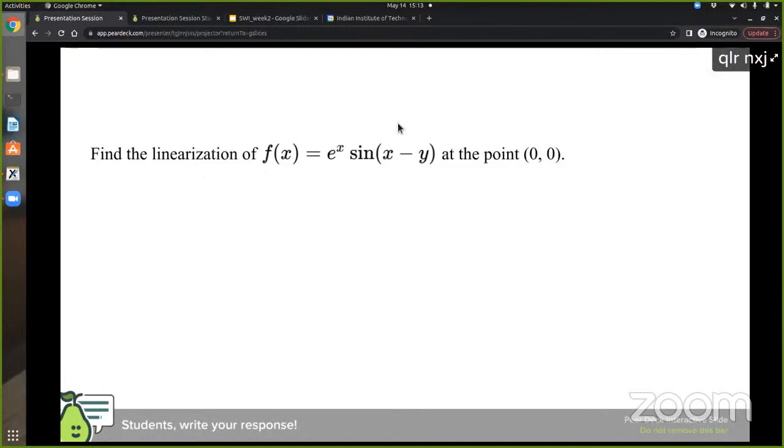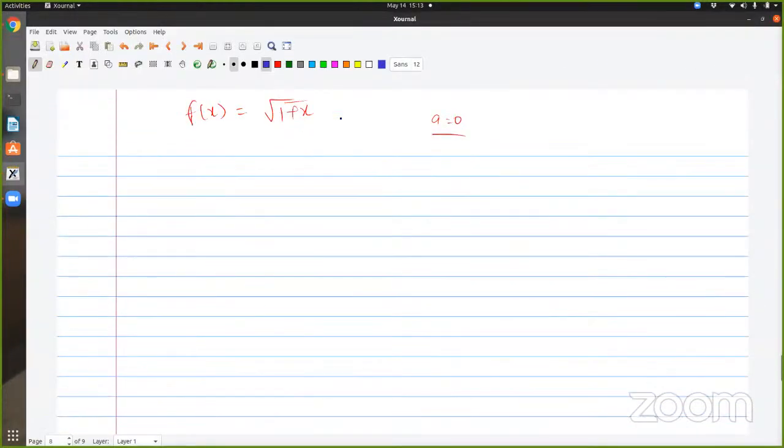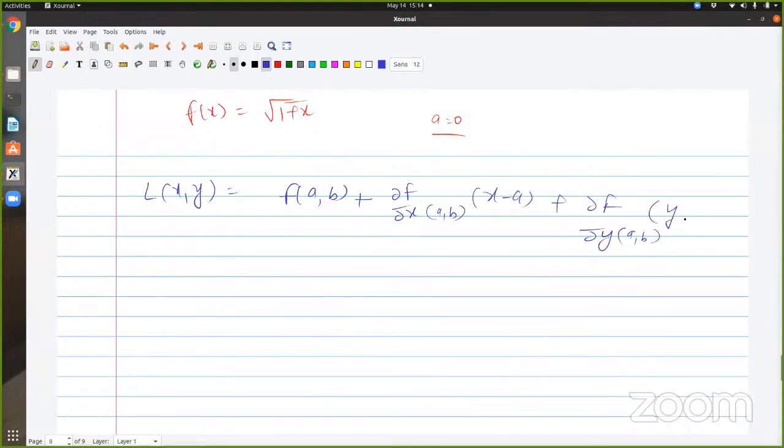Ma'am, formula will be the same only, no? Yeah, let me write the formula for you. If it is dependent on two variables, let's say x and y, then instead of f of a you will write f of a comma b, and instead of f dash x or f dash a, you will write dou f by dou x at a comma b into x minus a, plus dou f by dou y at a comma b into y minus b.